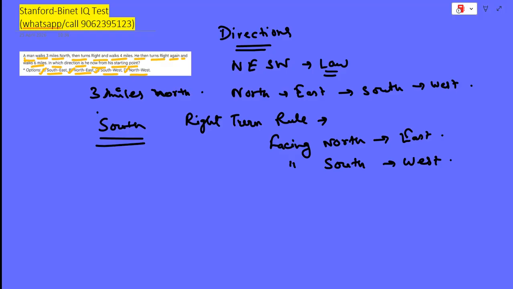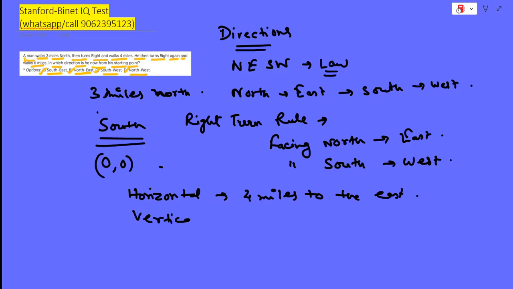So let's look at the coordinates from the starting point, 0, 0. If I talk about the horizontal, then he is 4 miles to the east. And if I talk about the vertical, then he went up 3 but down 6. So this is basically 3 minus 6, that is minus 3. So he is 3 miles to the south. He is east of the start and south of the start, therefore he is in the southeast zone.